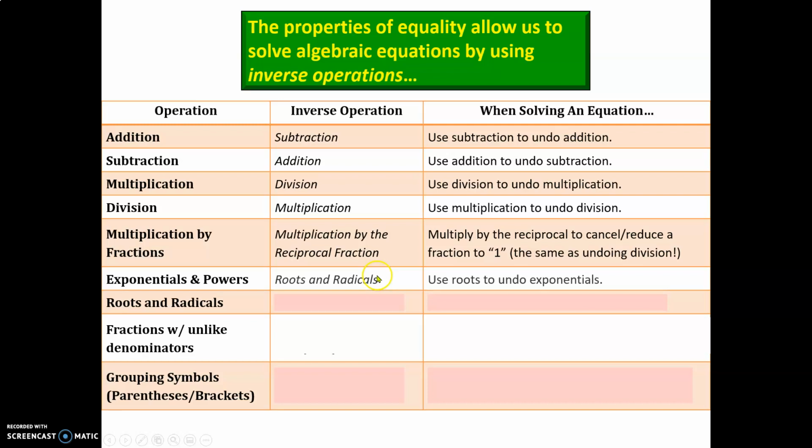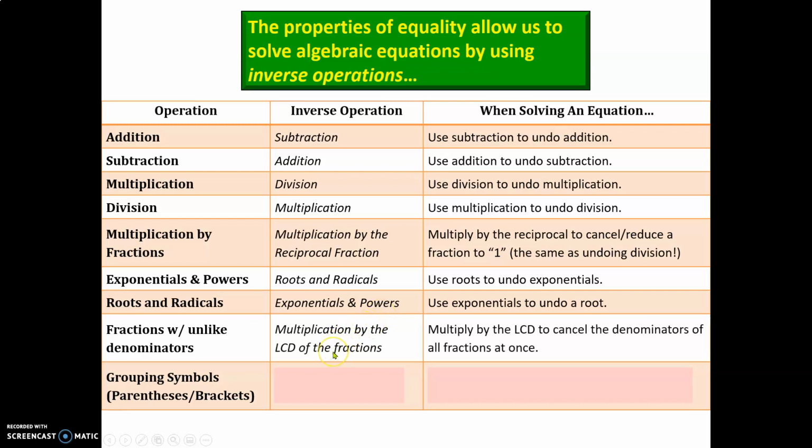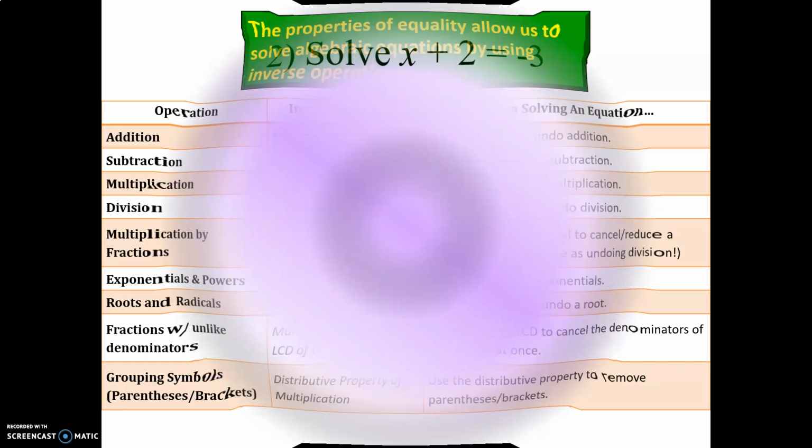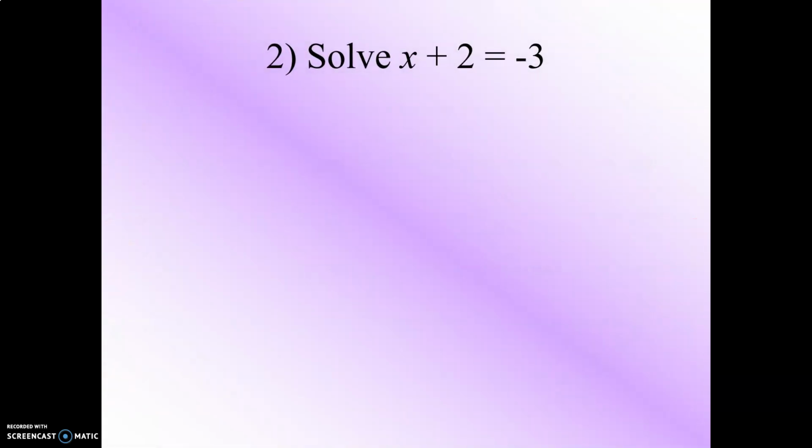If you have equations that have exponents and powers, you would use roots and radicals, like the square root undoes square. If you have roots and radicals, you'll use exponentials and powers. Fractions with unlike denominators, you can use the LCD of the fractions. We'll get into that one later. Grouping symbols, parentheses and brackets, that's some fun stuff. We'll get into that later as well. Lots of good stuff.